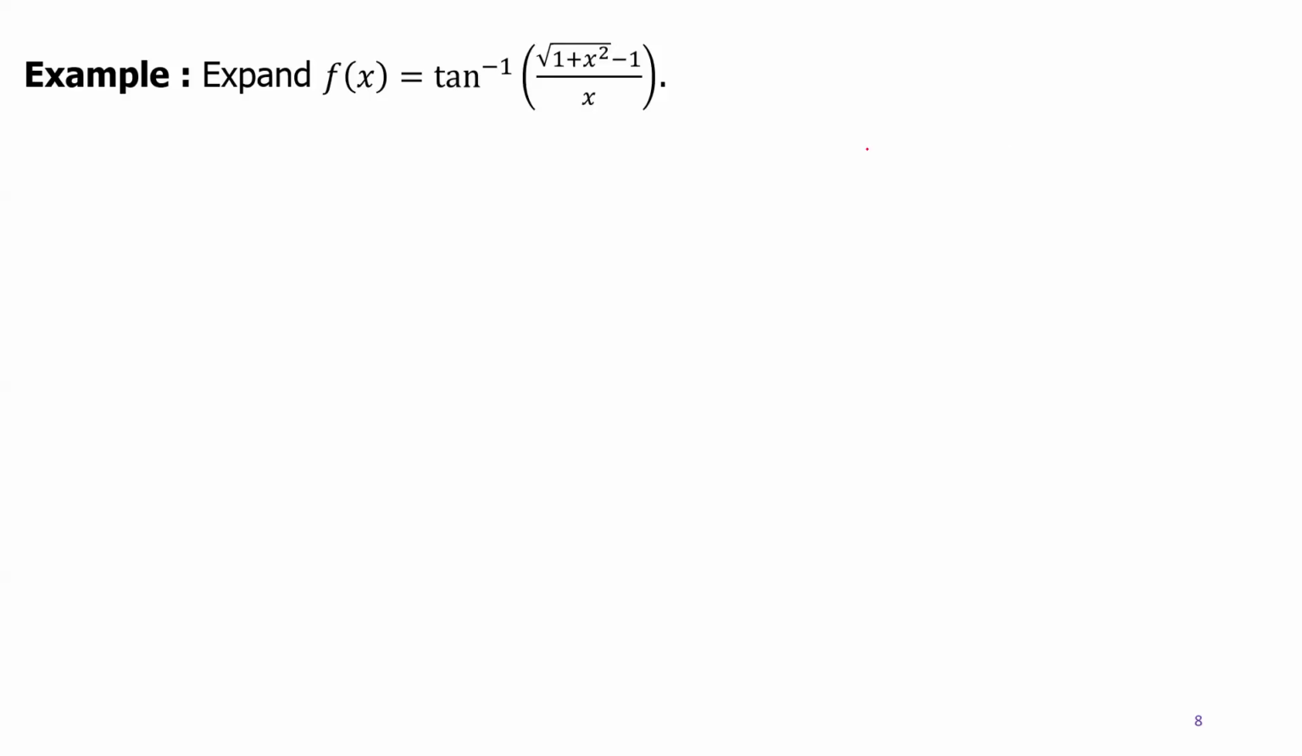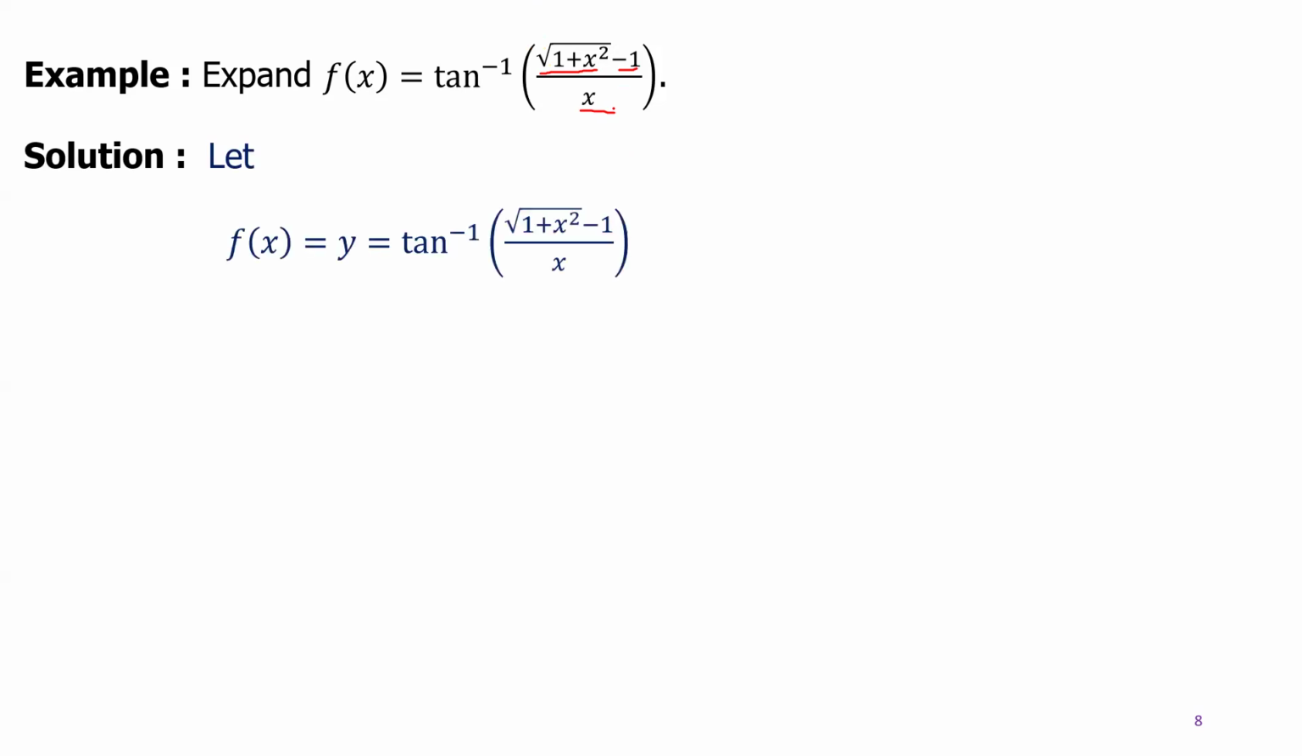Now in this lecture, we expand f of x is equal to tan inverse of (root over 1 plus x square minus 1) upon x. Let f of x is equal to y, which is equal to tan inverse of (root over 1 plus x square minus 1) upon x. Give it equation number 1.